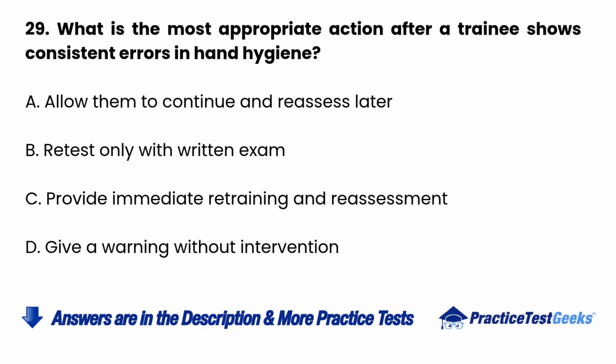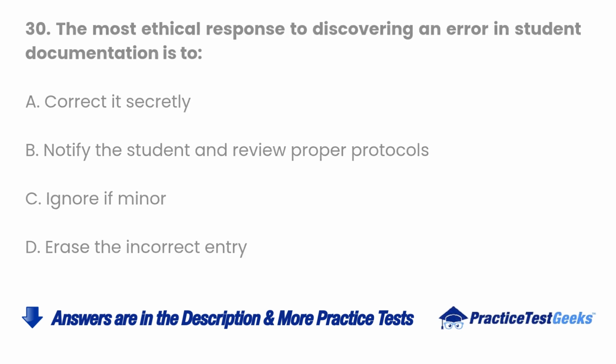29. What is the most appropriate action after a trainee shows consistent errors in hand hygiene? A. Allow them to continue and reassess later. B. Retest only with written exam. C. Provide immediate retraining and reassessment. D. Give a warning without intervention.